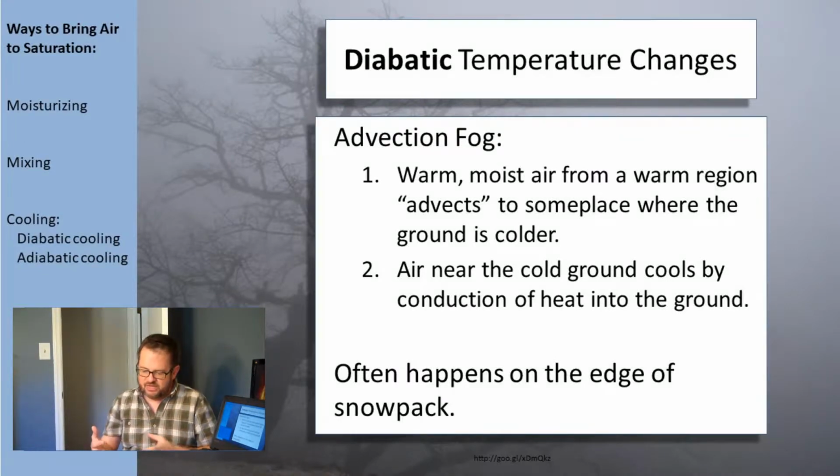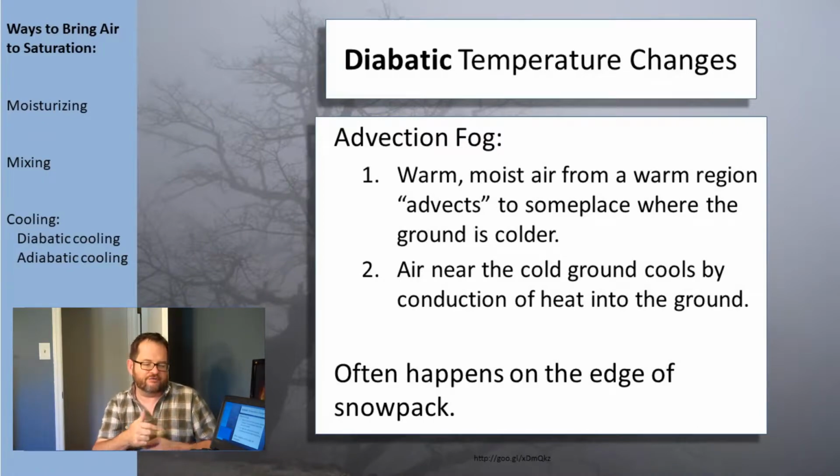And when the air moves over this place where the ground is cooler, by conduction, heat will move out of the air and into the ground. That by a diabatic temperature change will cause the temperature of the air to fall. And if it falls all the way to the dew point, now your air is saturated and you're going to start getting fog, advection fog.